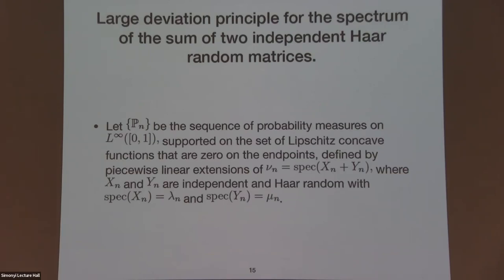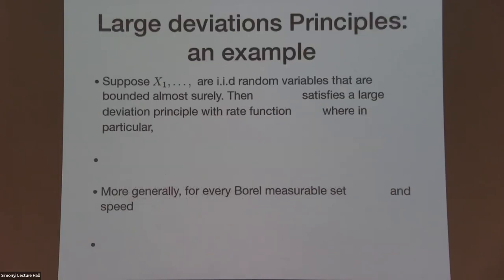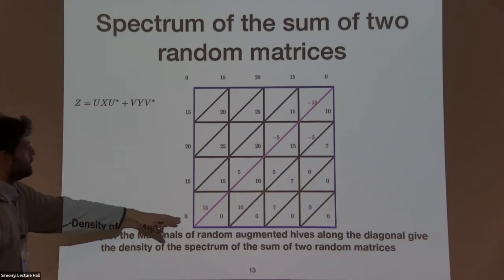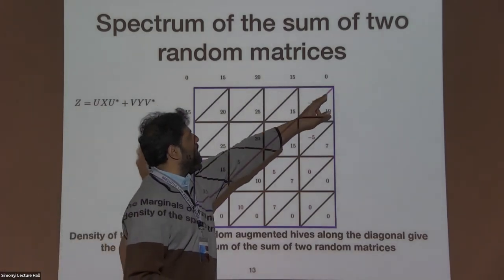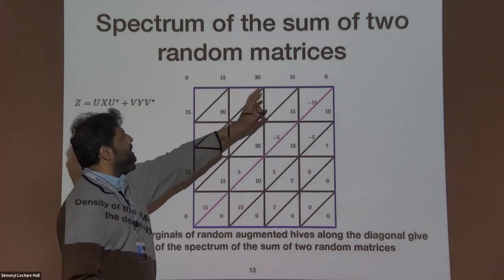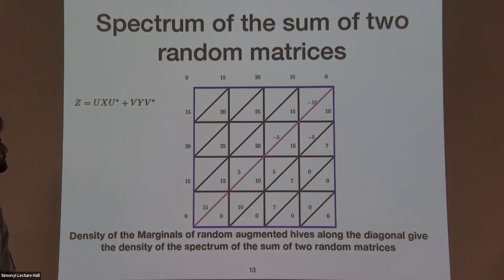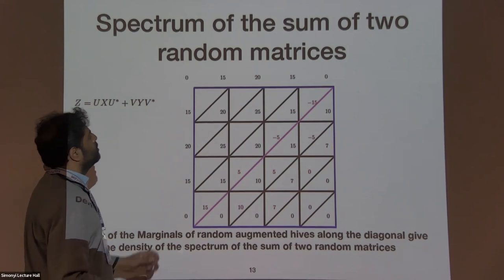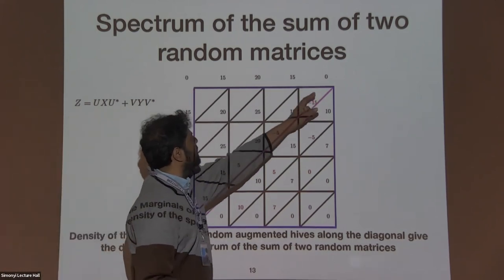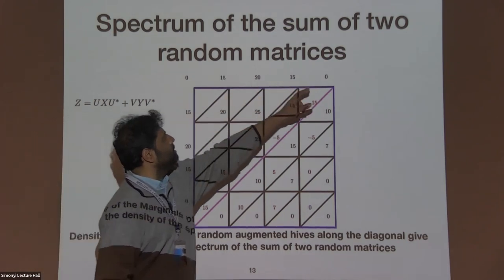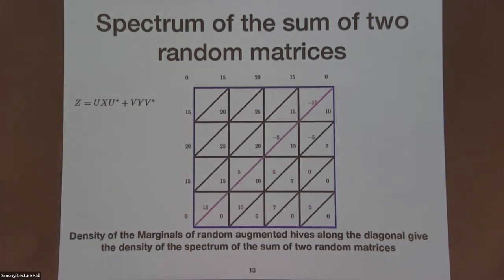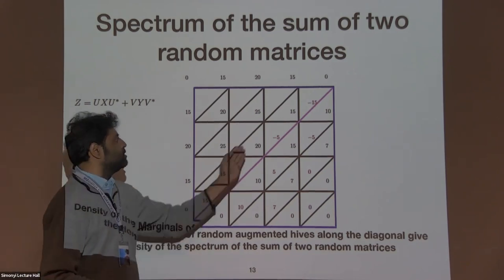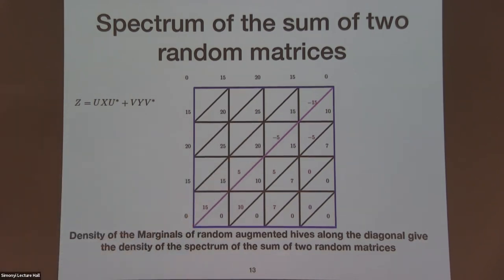we are interested in large deviation principles, where we are going to have a fixed function on this right side, a fixed function on this side, which is strongly concave, Lipschitz, and has zero on the endpoints. So you have two functions, one here and one here. And now we are going to let the mesh tend to zero and ask what is the distribution that you see on the pink diagonal in a large deviation sense as n tends to infinity.